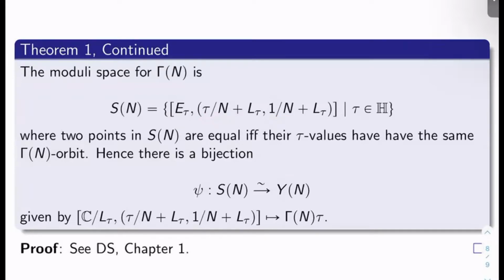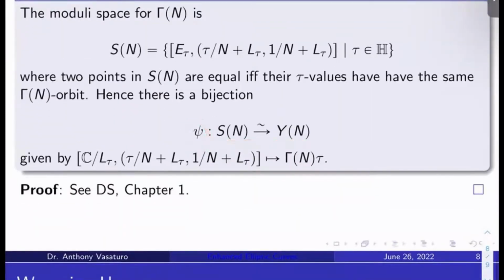Okay, and of course, two points here, you guessed it, are going to be equal if and only if their tau values have the same gamma n orbit. In other words, there's a bijection, which I'll call psi, from S of n to Y of n, given by (C mod L tau, tau over n plus L tau, 1 over n plus L tau) getting mapped to the orbit of tau under gamma of n. All of this is proven in Diamond and Shurman chapter 1.